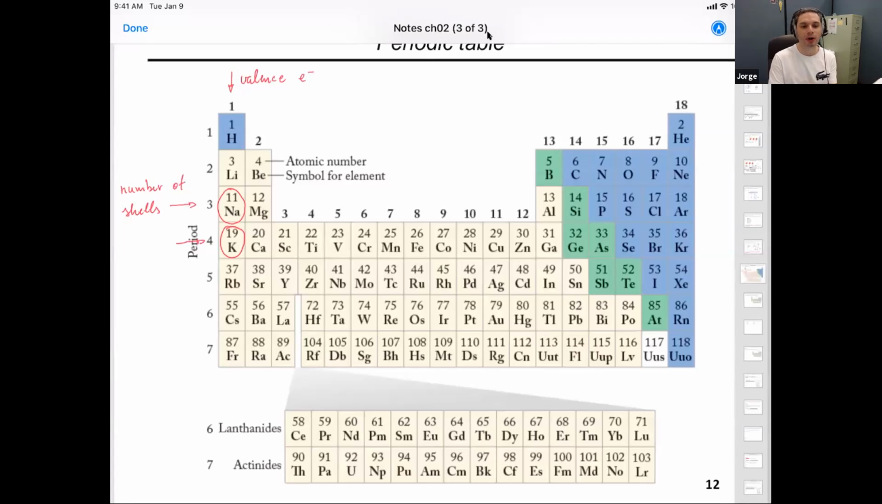So although sodium and potassium are different elements, they share the same number of valence electrons, and the chemical properties are basically determined by the number of valence electrons. And that's why they are grouped in the same column.